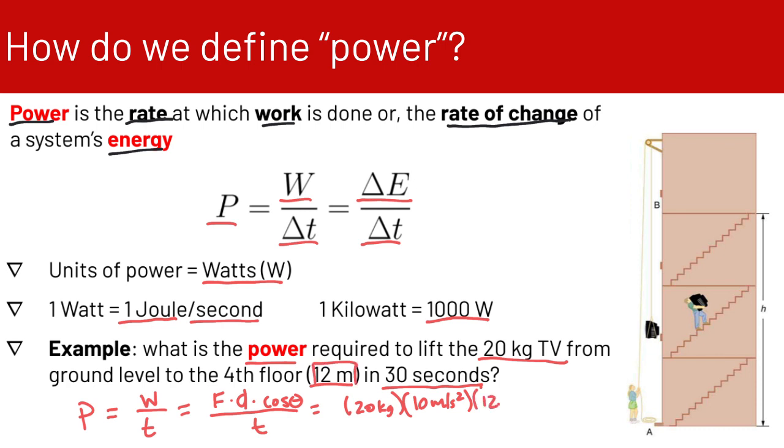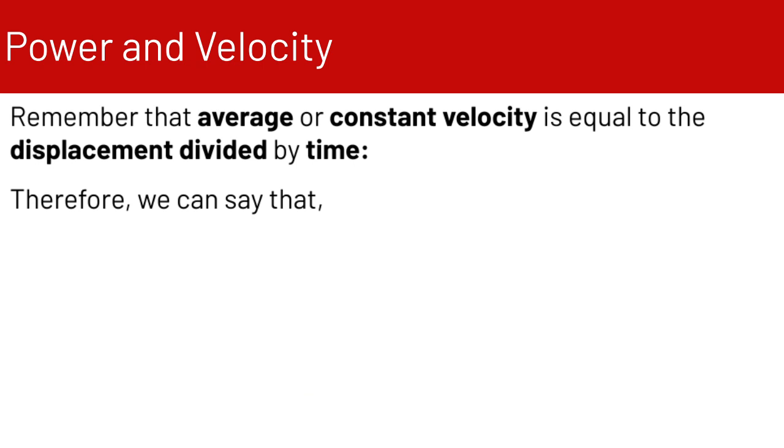So that's 12 meters. And the direction that the displacement is in is the same as the direction that the force is in. So the force is being exerted in this direction, and the object is moving in that same direction. So cosine theta is just 1. And then we divide all that by 30 seconds. And we're going to end up with a power of 80 watts. So the amount of power it takes to move the TV up to the 4th floor is 80 watts.